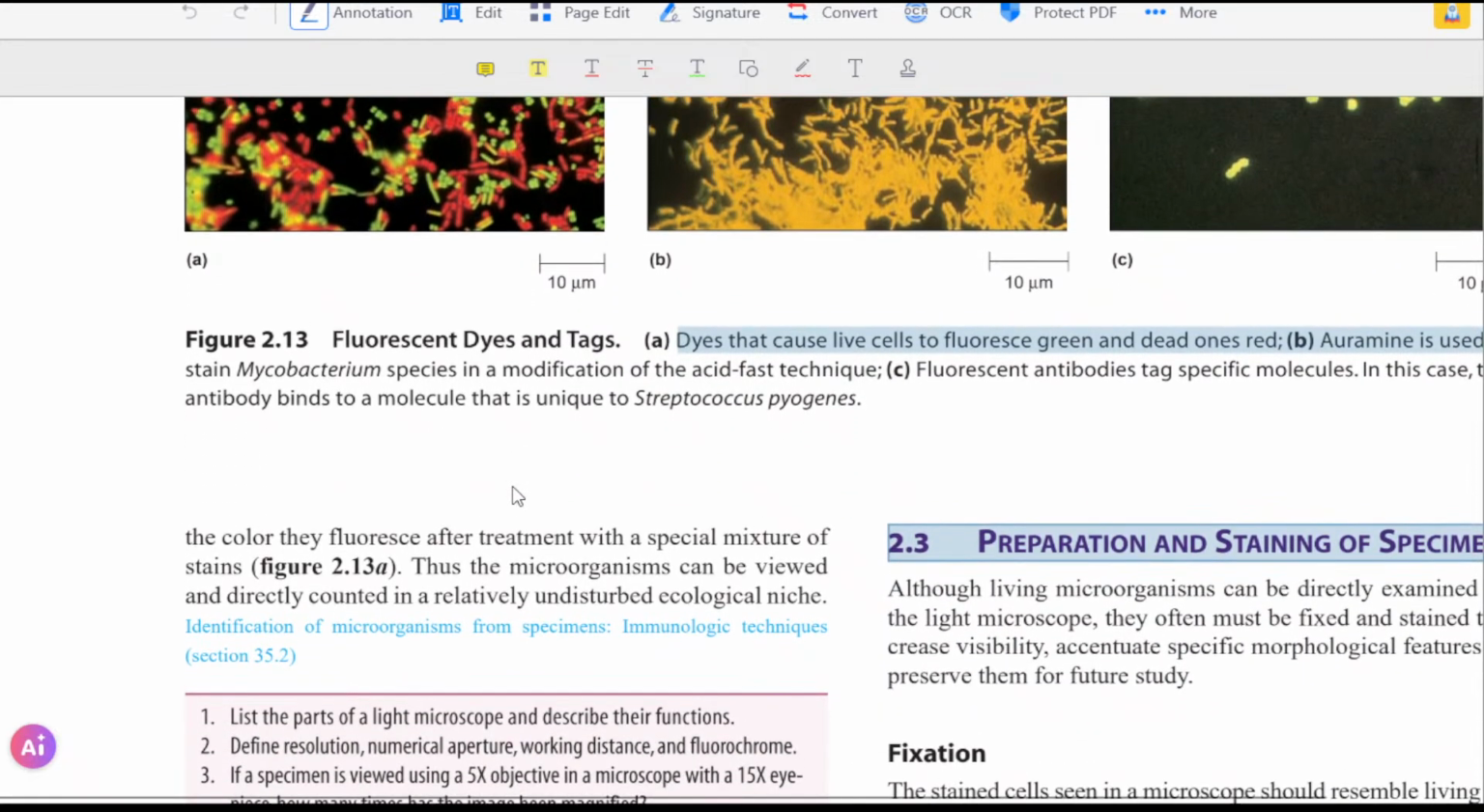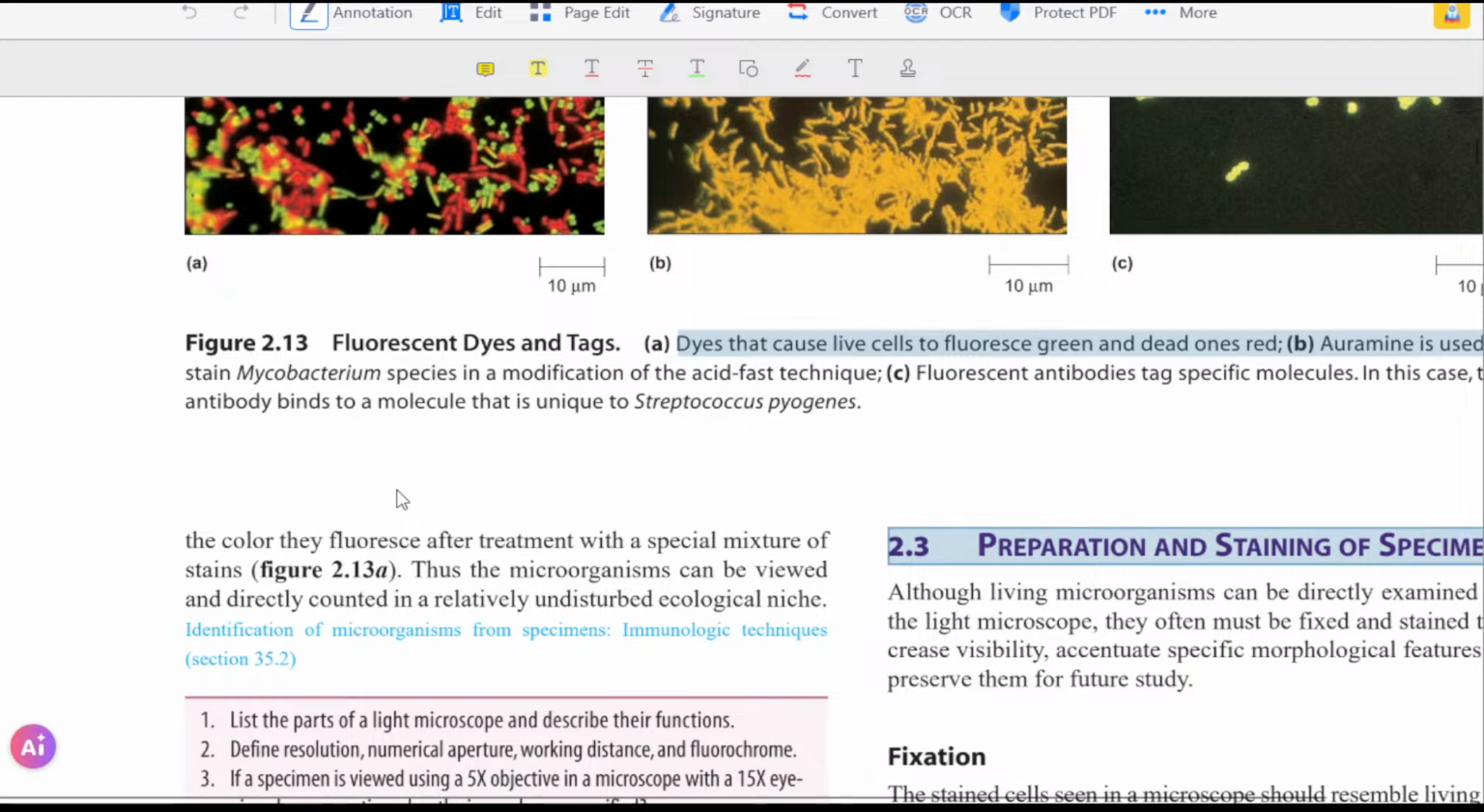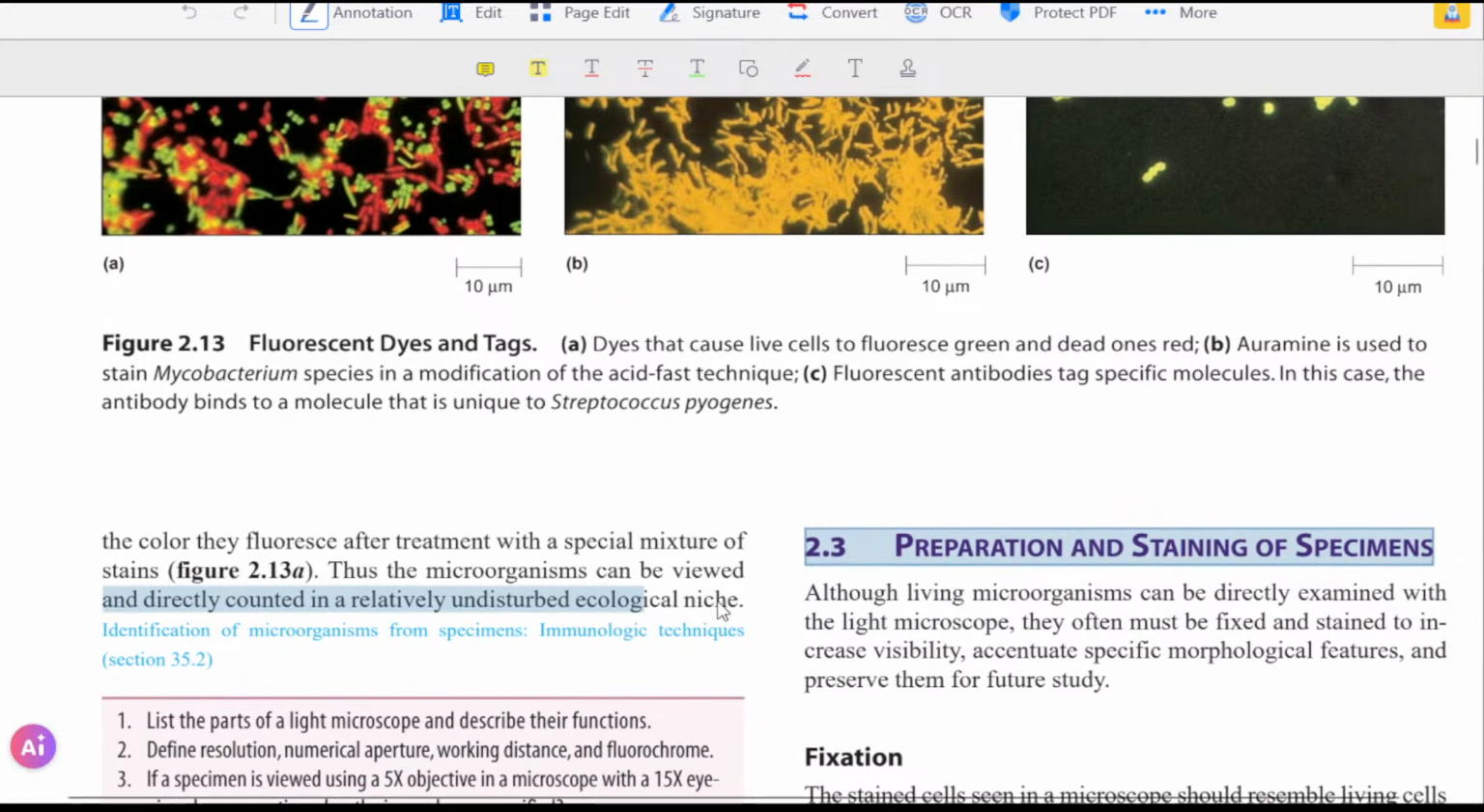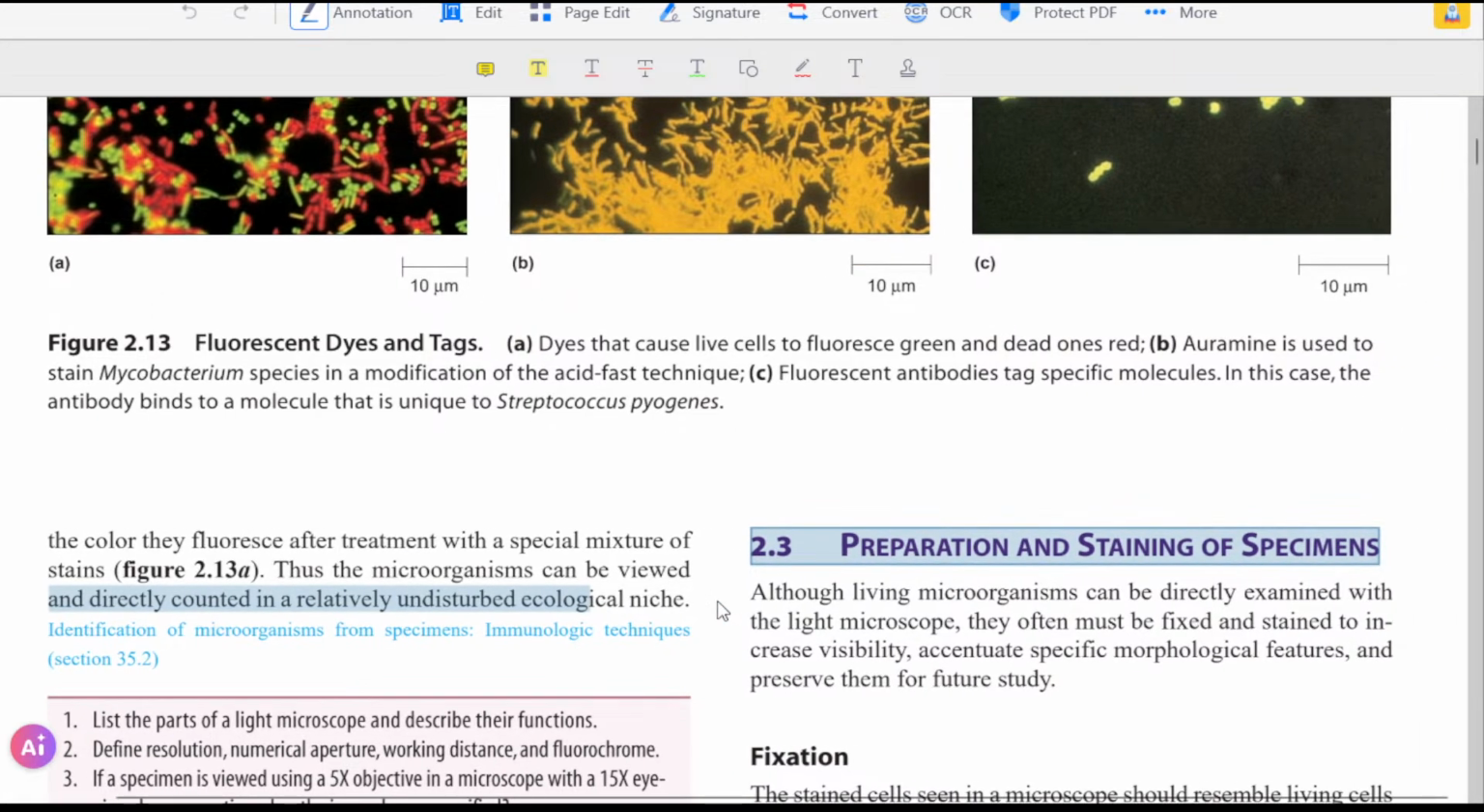So they are saying that this is actually pretty fascinating, right? That we can separate the dead and living bacteria or microbes just because of their fluorescence. But we have to apply a specific dye before that. Thus, microorganisms can be directly counted in a relatively undisturbed ecological niche.